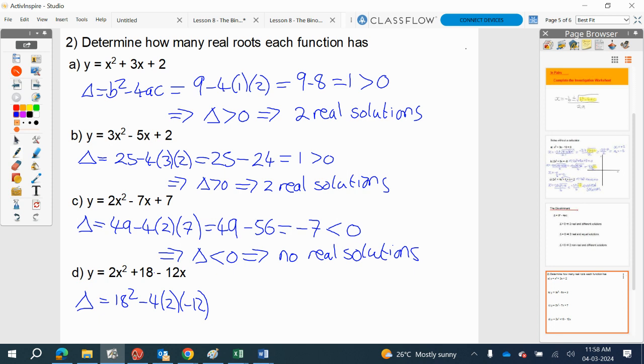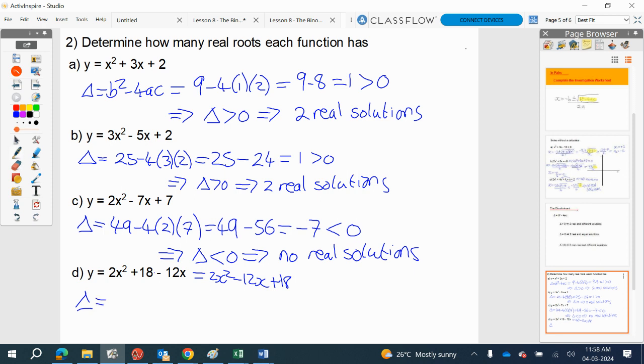This isn't in standard form. This isn't in the standard form. So we need 2x squared minus 12x plus 18.